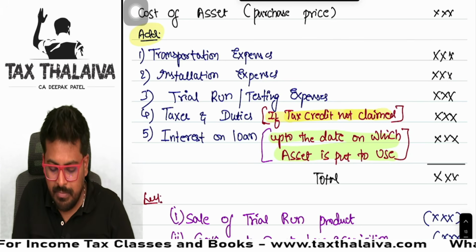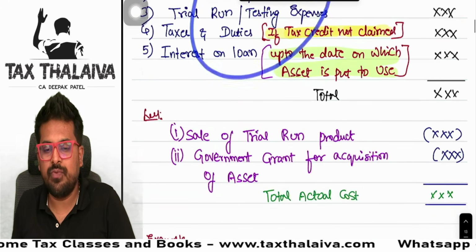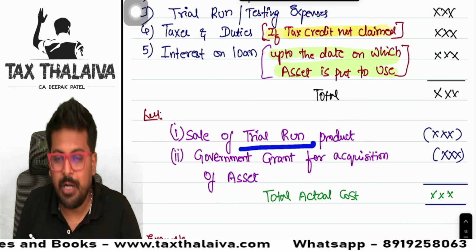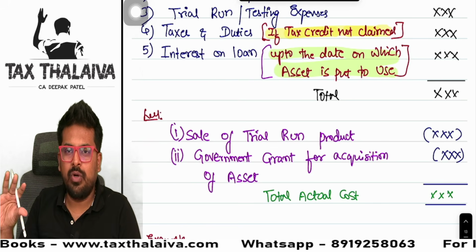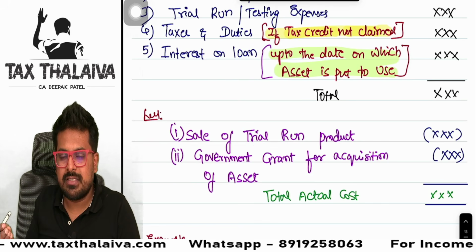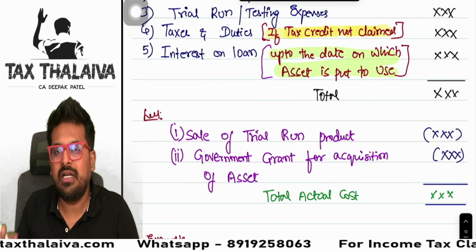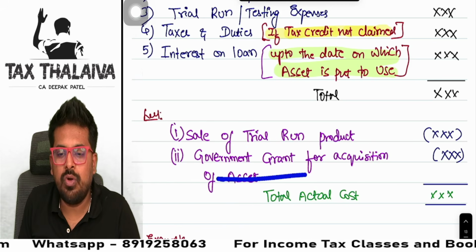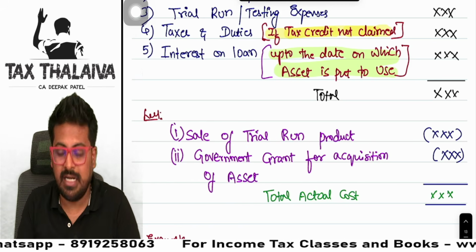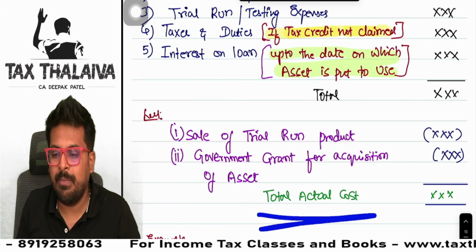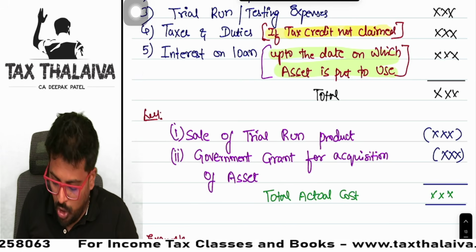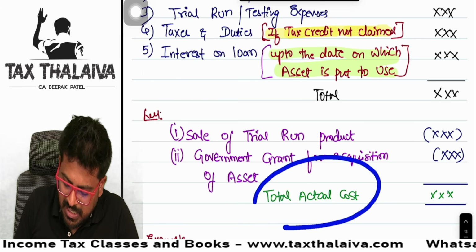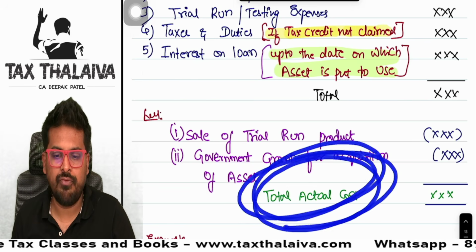Then from the cost of asset, there are some things which you need to reduce. Sale of trial run product. When you did the trial run, you got some products out of the machinery, and whatever products you sold outside, you have to reduce. And if you got any government grant for the asset, that also you can reduce, and the net will be called the total cost of asset. On this asset, you will start claiming the depreciation. This asset will be capitalized in your books of accounts.